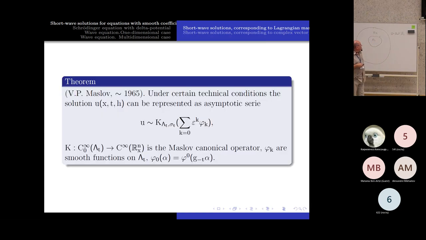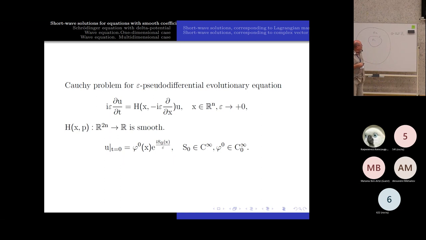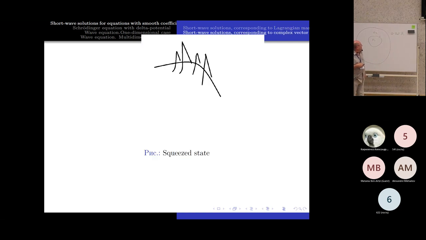Now, the second variant of this theory works if this function S naught is complex valued. If this function S naught is complex valued, and I will suppose that the imaginary part of this function is non-negative, then we have some sort of so-called squeezed state. So in the points where the imaginary part of this function is positive, this exponent decays exponentially in epsilon. Okay, so we have a picture something like this. We have some set in n-dimensional space, and the initial condition is localized in a small vicinity of this set.